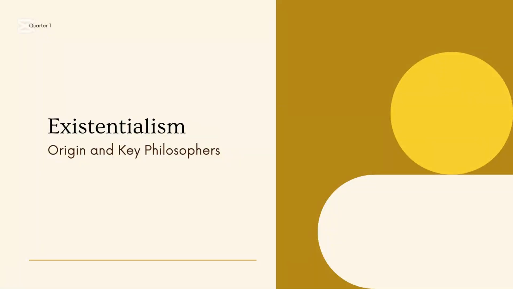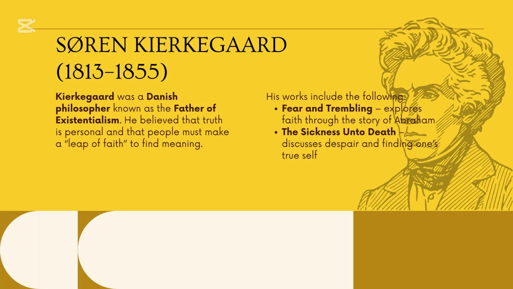Let's talk about the origin and key philosophers of existentialism. So the first philosopher is Søren Kierkegaard. He believed in the leap of faith. Kierkegaard was a Danish philosopher. He believed the truth is personal. He said we need to make a leap of faith to find meaning in life.